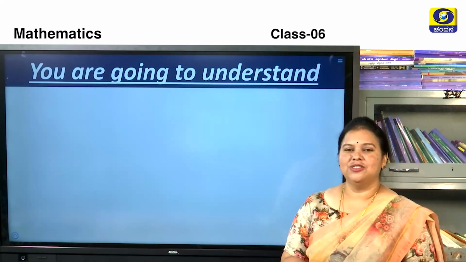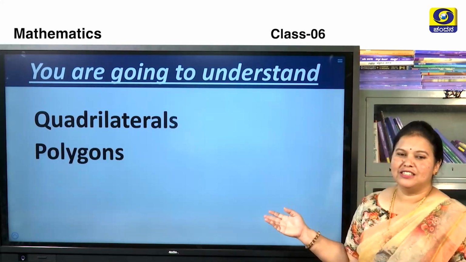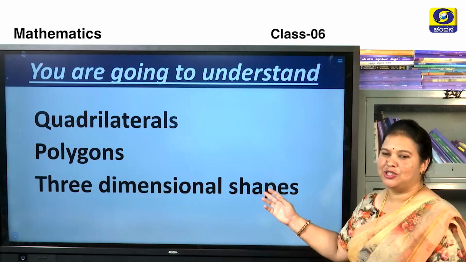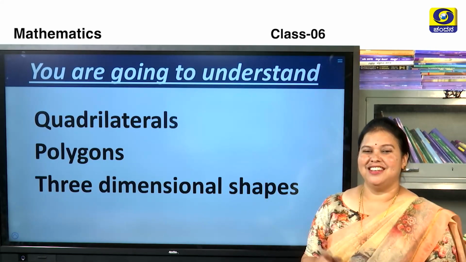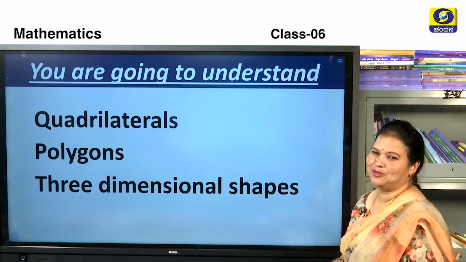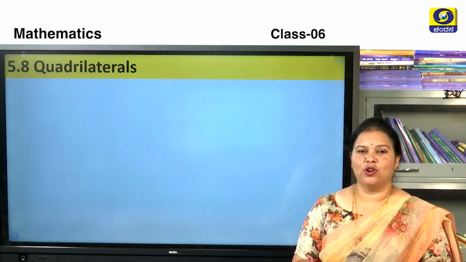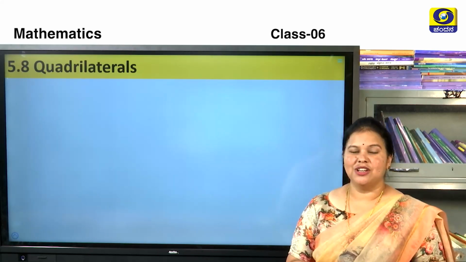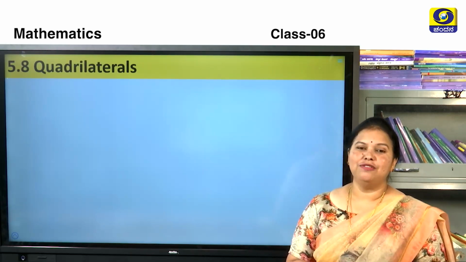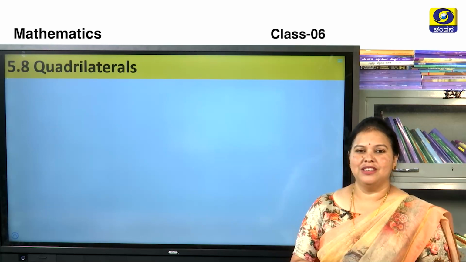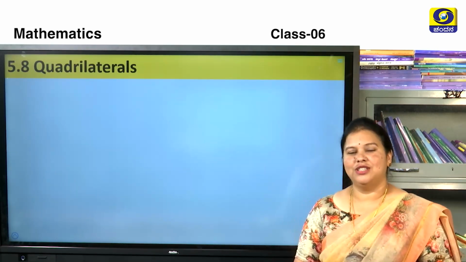In this session, we are learning quadrilaterals, polygons and three-dimensional shapes or 3D shapes. Are you interested to learn all this? Yes. Let's begin our class now. First, we are learning quadrilaterals. The meaning of quadrilateral is: quadri means 4 and lateral means side. So, any four-sided closed shape is a quadrilateral. Understood?